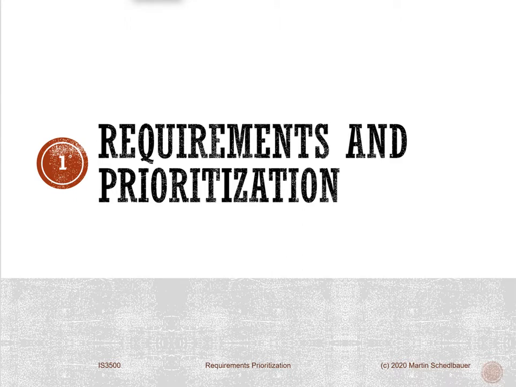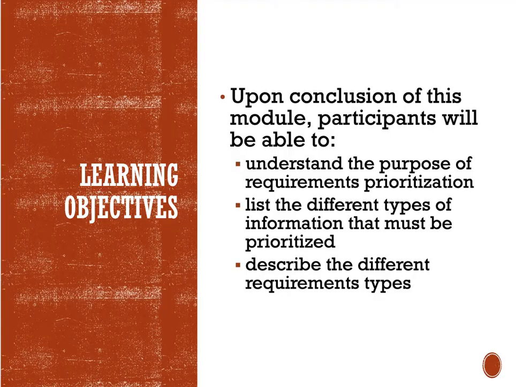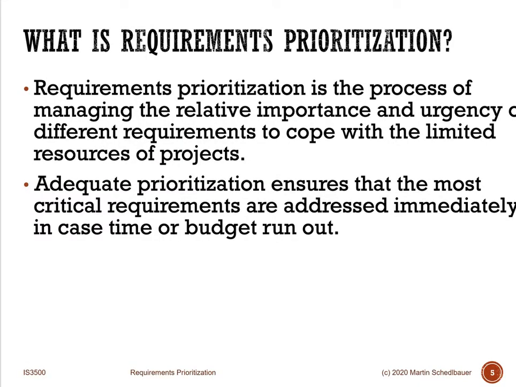So let's start by first looking at requirements and what the process of prioritization looks like. What we want to do as part of this module is look at the purpose of requirements prioritization, and list the different types of requirements that you have to prioritize, and the different types of requirements that are often found in the elicitation phases of an information systems design project. At the end of the day, requirements prioritization is the process of managing the relative importance and the relative urgency of different requirements.